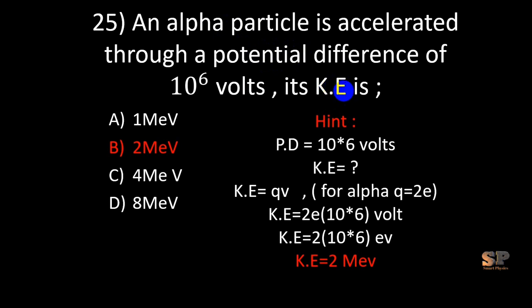An alpha particle is actually the helium nucleus, and we know that kinetic energy is equal to QV, where Q is the charge and V is the potential difference. But in the alpha particle case, we have to write 2e instead of Q. Therefore, kinetic energy will become 2 into 10 raised to the power 6 electron volt, and we know that we can write 10 raised to the power 6 as mega.